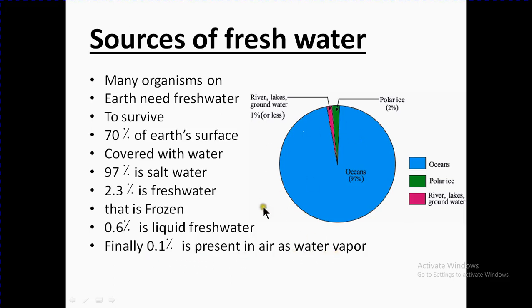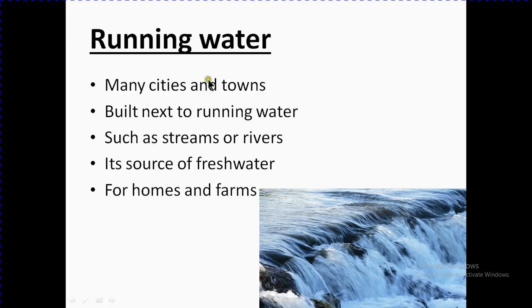So you can understand all this here. We can say that only 0.6% is liquid water. So 97% is salt water, 70% of the Earth is water, but we have almost only 0.6% liquid fresh water. Running water. Many cities and towns are built next to running water, such as streams or rivers. It's a source of fresh water for homes and farms.